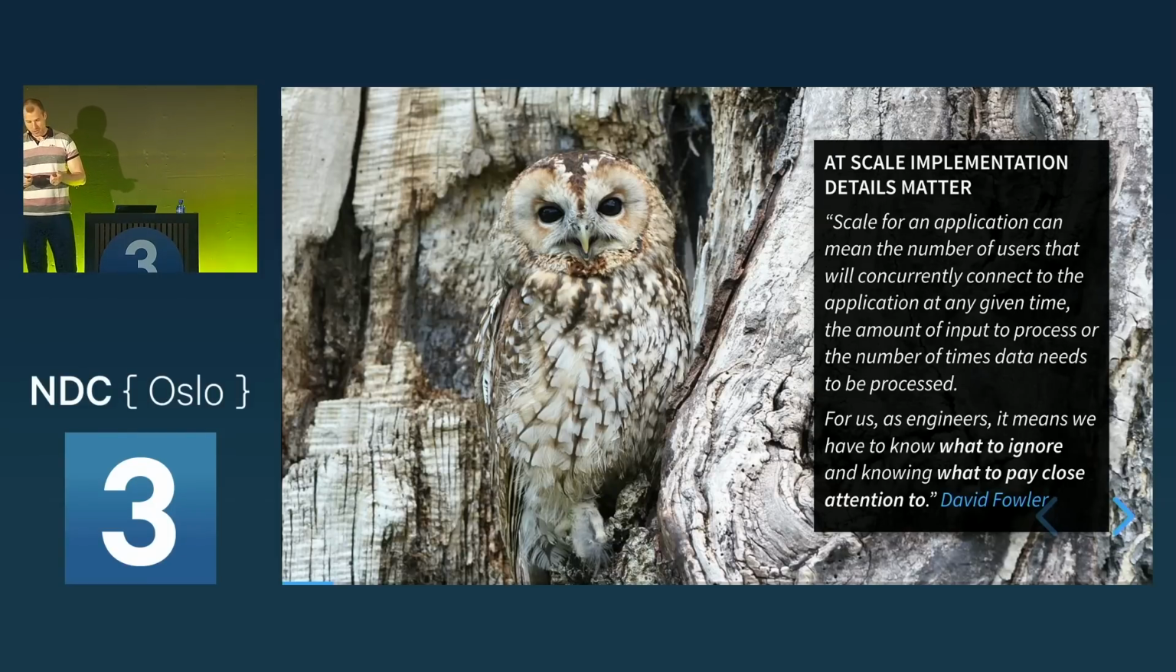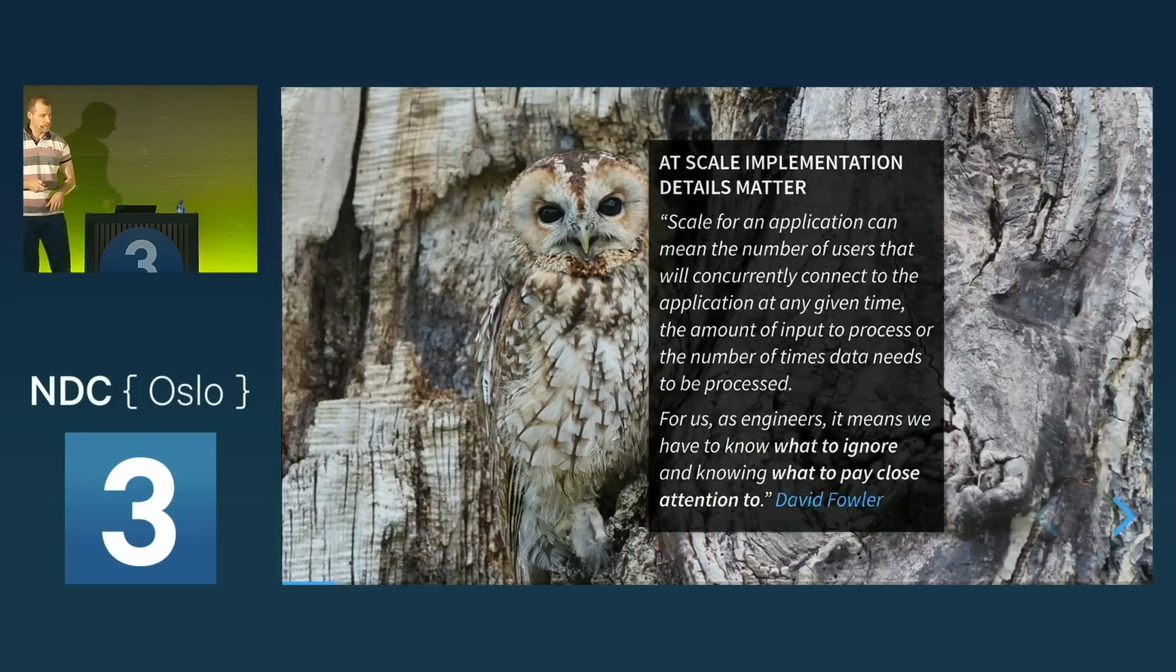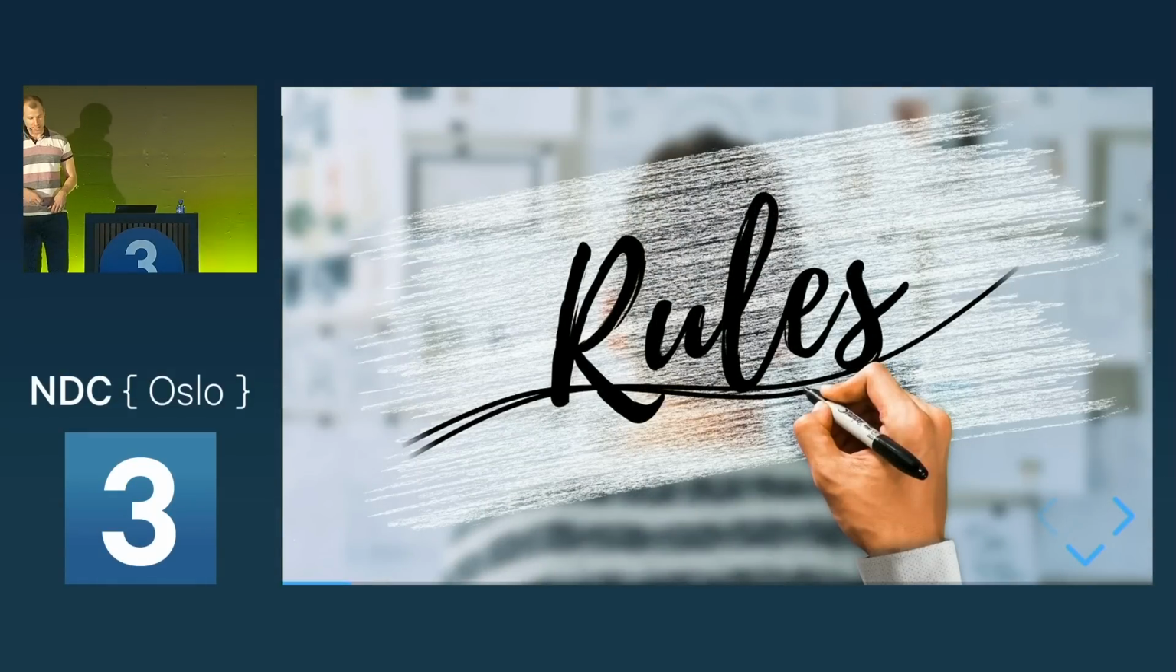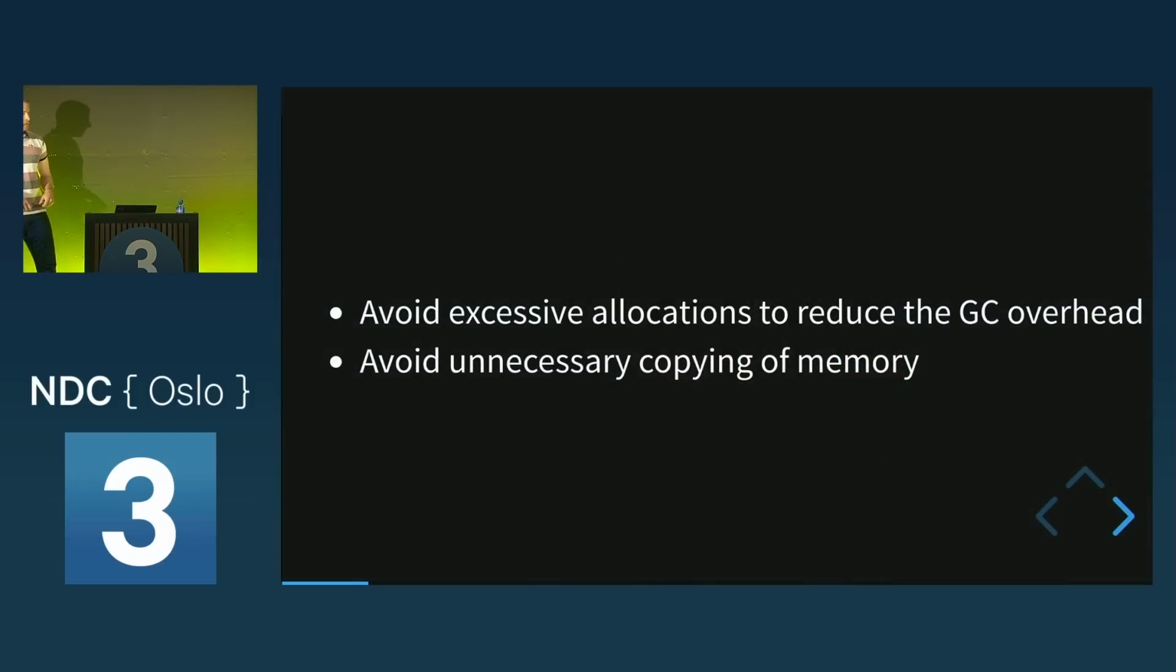And what I also try to do in my talks is find rules that you can apply yourself so that you have some things to memorize from this talk. And I have these rules that I'm going to go into along the way of this talk. So the first one is avoid excessive allocations to reduce the GC overhead. And GC is the garbage collection overhead. That's the first one. And the second one is avoid unnecessary copying of memory. These are the high-level categories that I'm going to talk about today.